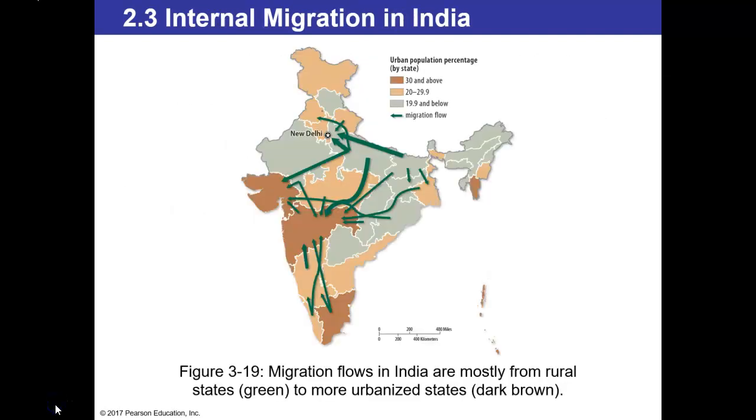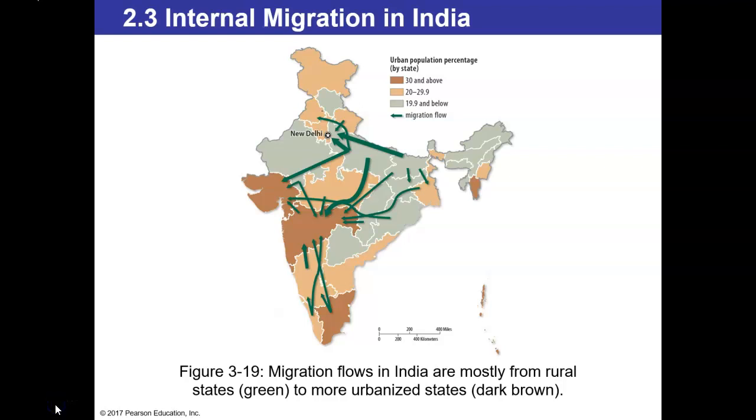Let's take a look at this map of India. This is Figure 3-19, located on page 90 of your textbook, and it's going to demonstrate internal migration. Net migration within India has been primarily from rural to urban states. Most of the migration patterns on this map are going from states that are less than 20% urban to states that are more than 30% urban.